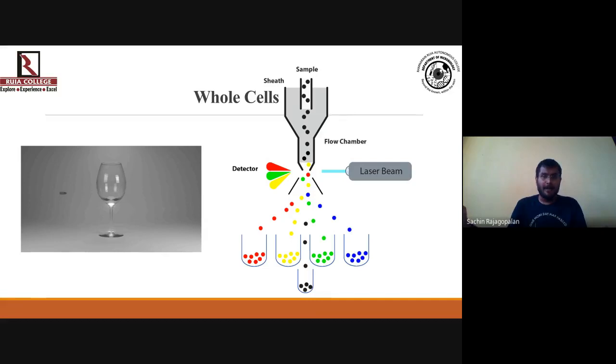That fluorescence is going to be recorded, and depending on the color, it's going to be sorted. Now, this sorting happens on the basis of charge because these cells will also be given a charge.